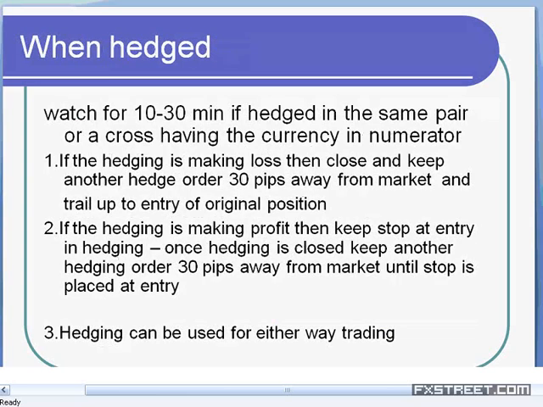So in case the position is hedged, we will watch the market for 30 minutes and see whether the hedging is making a loss or profit. If the hedging is making a loss, we'll cut it with a 1, 2 or 5 pip loss and try to keep another hedging order to limit the risk. In case the hedging is making a profit, we will try to maximize the profit by keeping the stop at entry in the hedging, and then close the hedging with a profit. We will keep another hedging order to limit the risk. When they continue to rise, then we will be able to book profit on the buy side also.